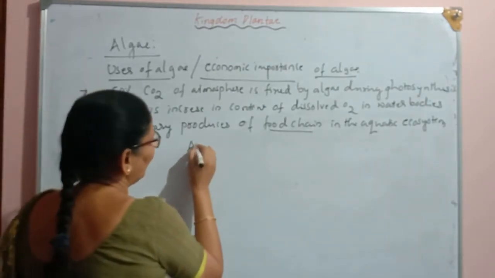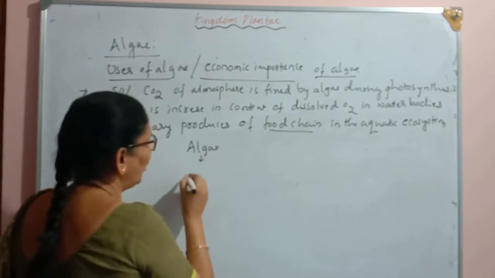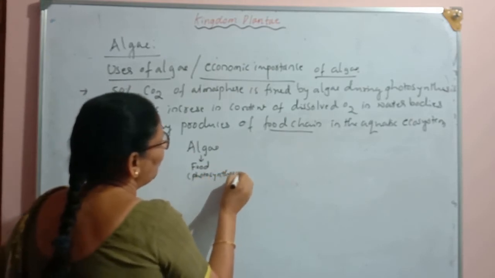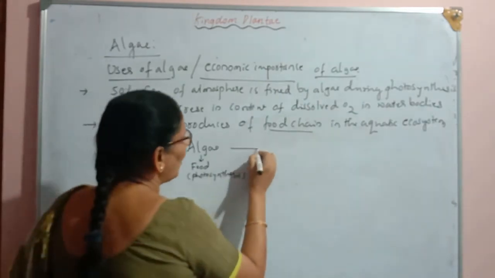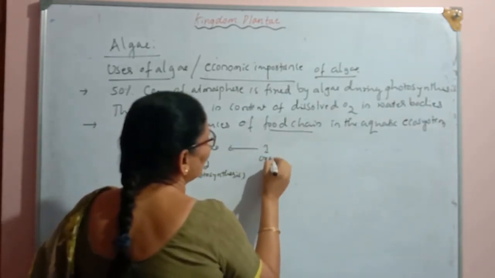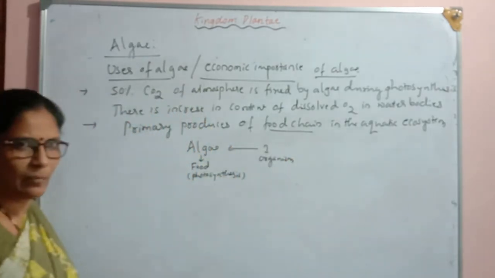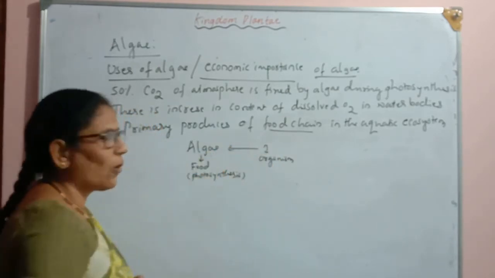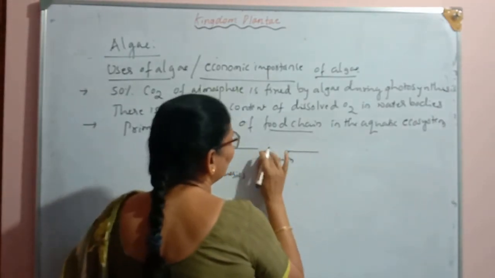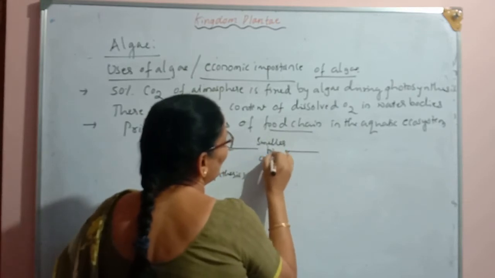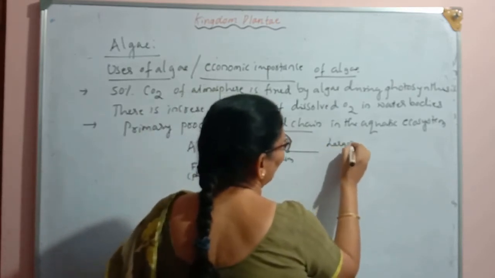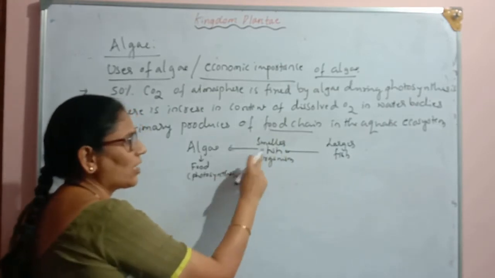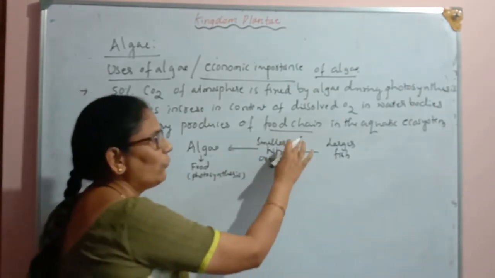For example, here algae produce food by photosynthesis. By photosynthesis, they prepare the food, and this food is eaten by some smaller fish. They feed on this algae, meaning algae is becoming food for these smaller fish, and these smaller fish may become food for larger fish. So like this, one organism depends on another organism for their food. Such a chain is called the food chain.